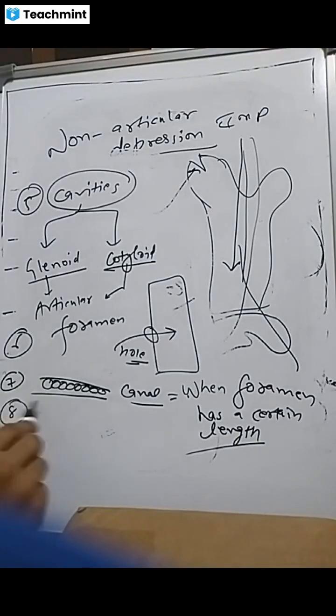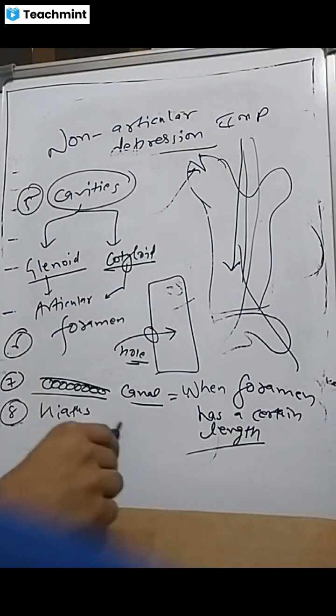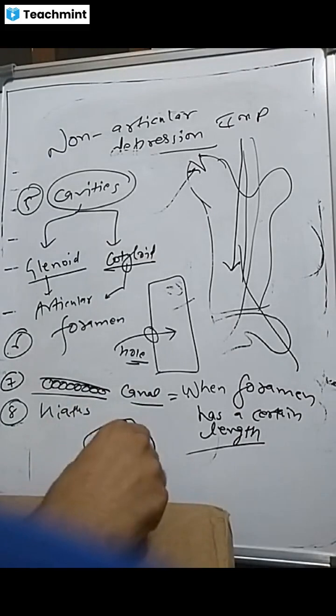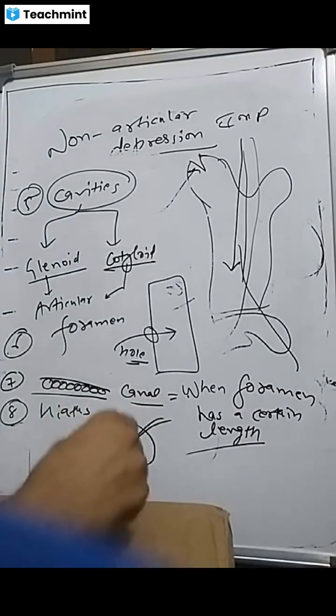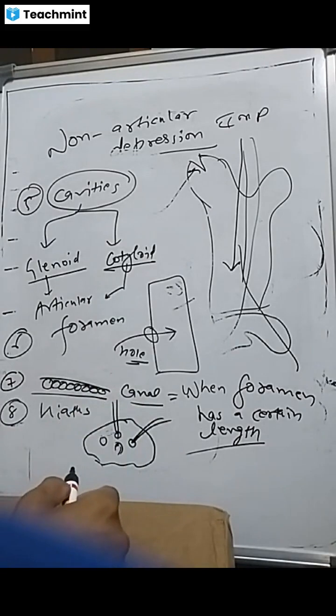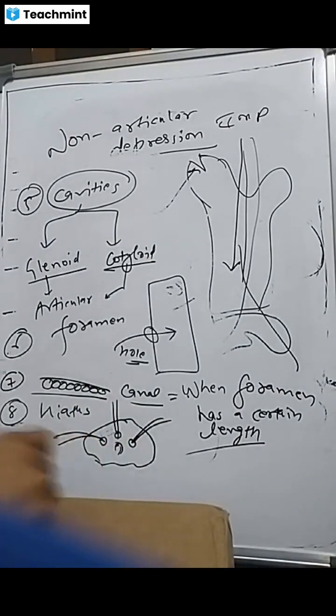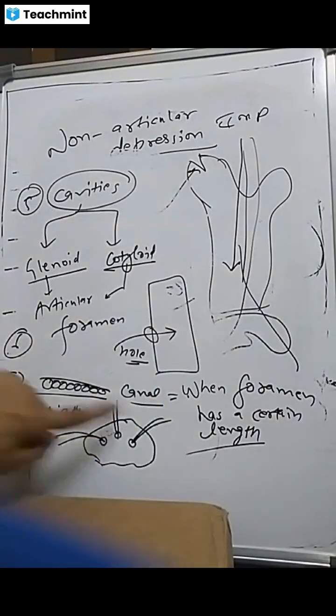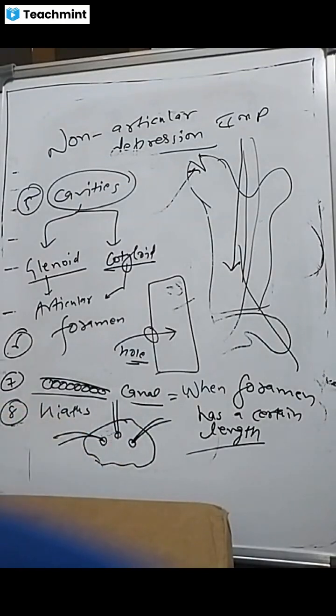Next is hiatus, a depression having multiple foramina. For example, one for the passing of the esophagus, one for the aorta, and one for the vena cava. Suppose there are three foramina in a depression, it is called a hiatus. So these are depressions.